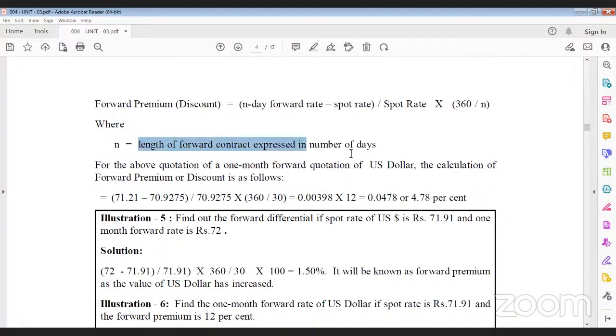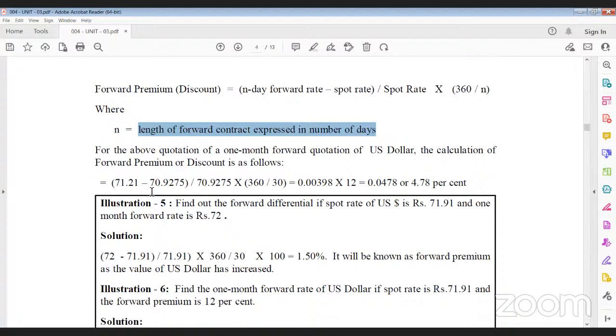Here n denotes the length of the contract, which is expressed in terms of number of days. Sometimes it is 56 days, sometimes 78. Like that, one has to calculate the number of days, and you have to substitute the number here.